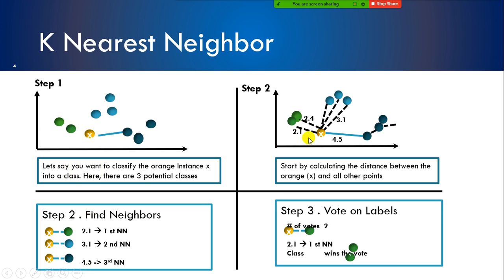In the second step, it starts by calculating the distance between the orange and all other points. In this case, the distance between these two observations is 2.1, between these two is 2.4, and this one is 3.1. Likewise, it computes the distance for all the observations, and if you specify K equal to 3, of the computed distances it will consider only the 3 nearest neighbors.